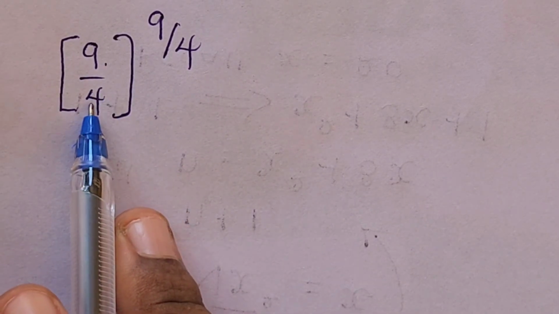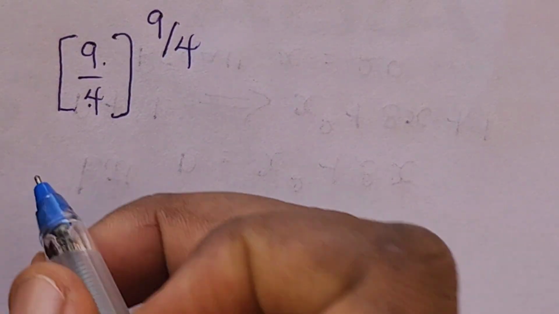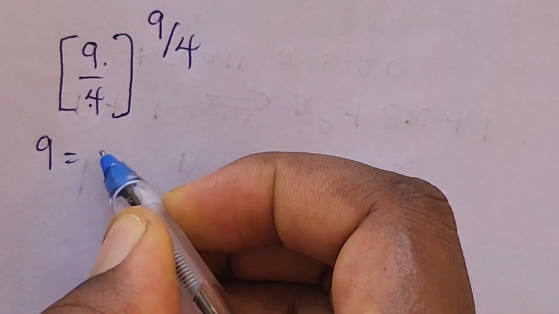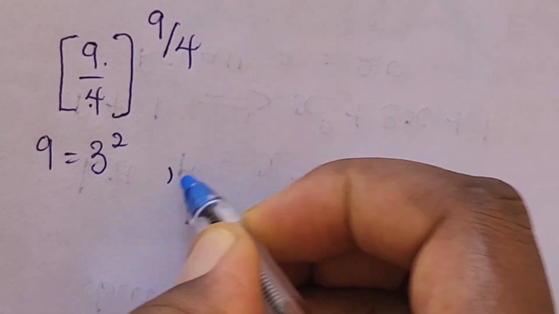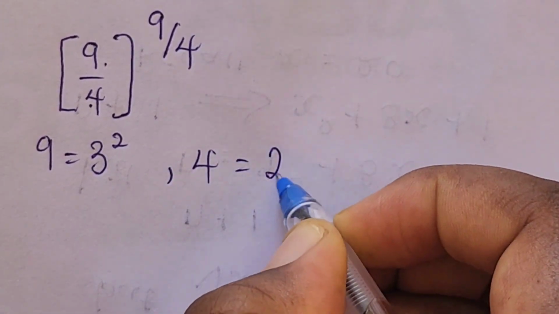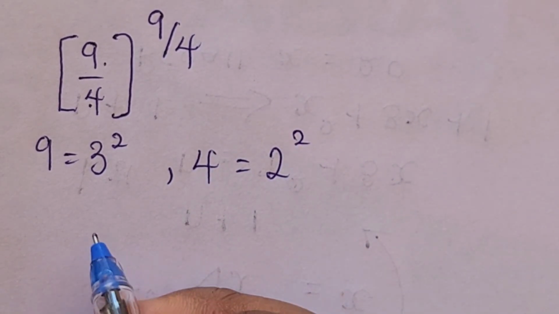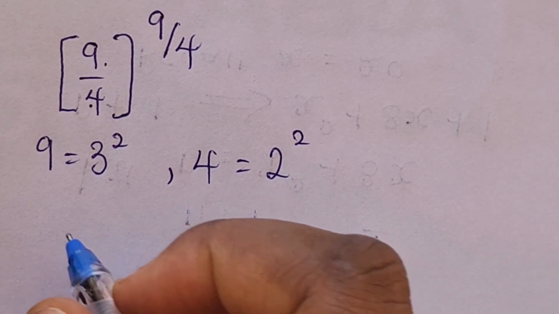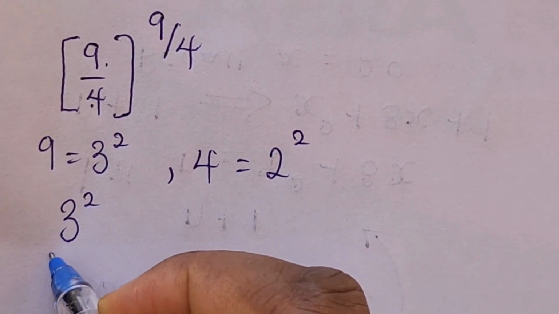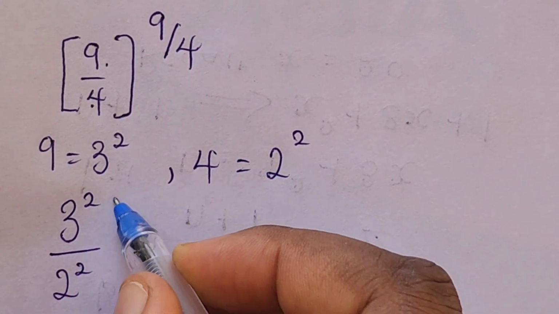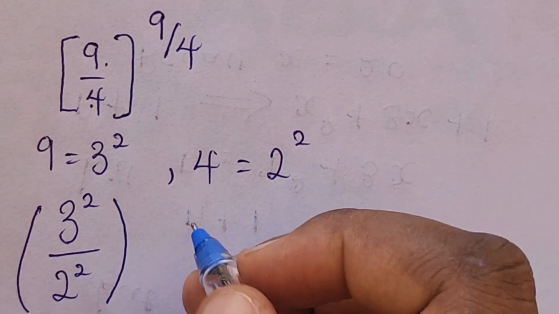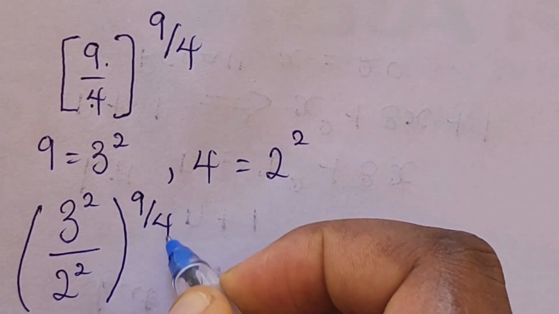So we have 9 over 4 to the power of 9 over 4. But let's recall that 9 is equal to 3 to the power of 2, and 4 is equal to 2 to the power of 2. So when we replace this, we have 3 to the power of 2 over 2 to the power of 2, further raised to the power of 9 over 4.